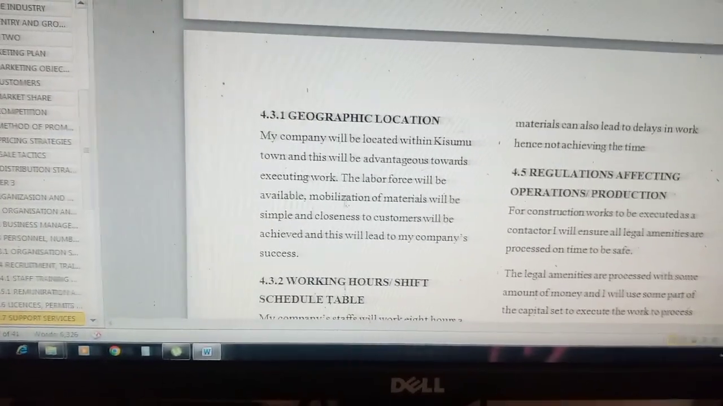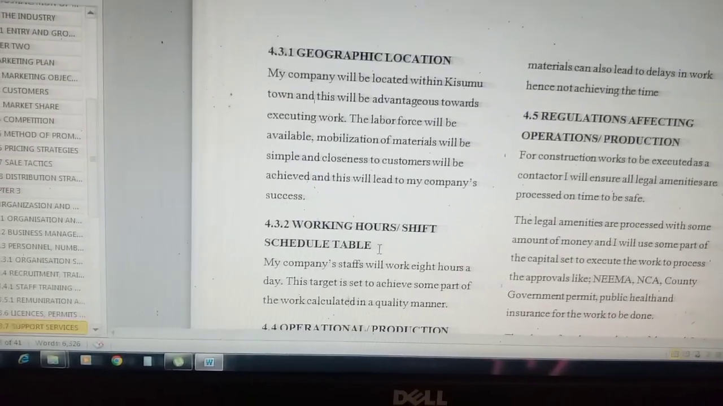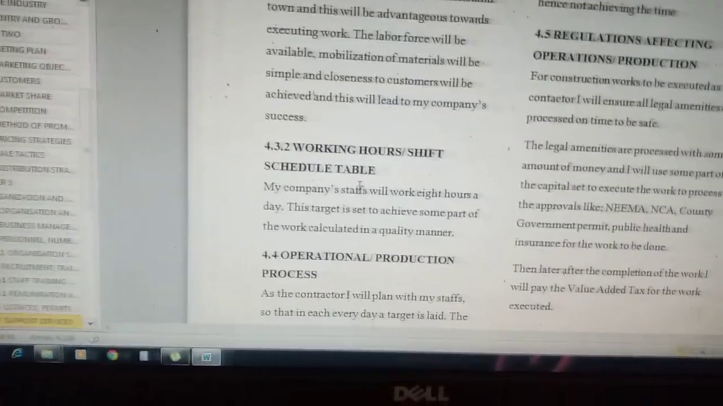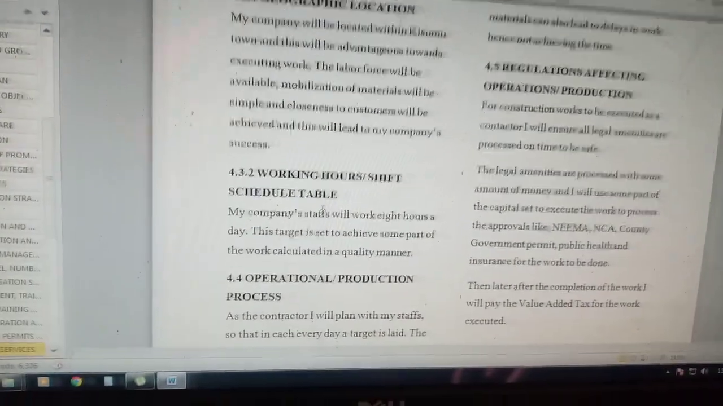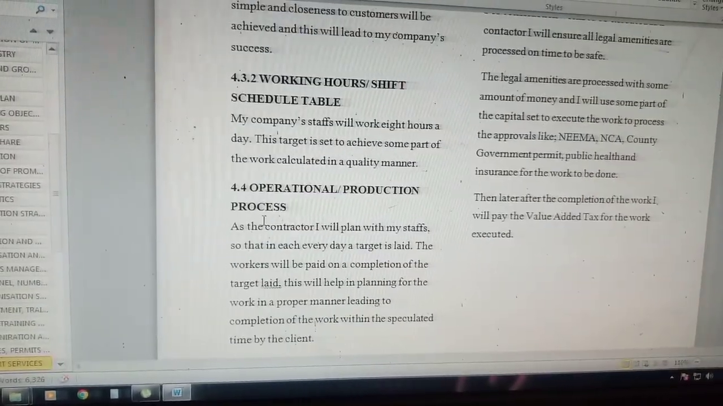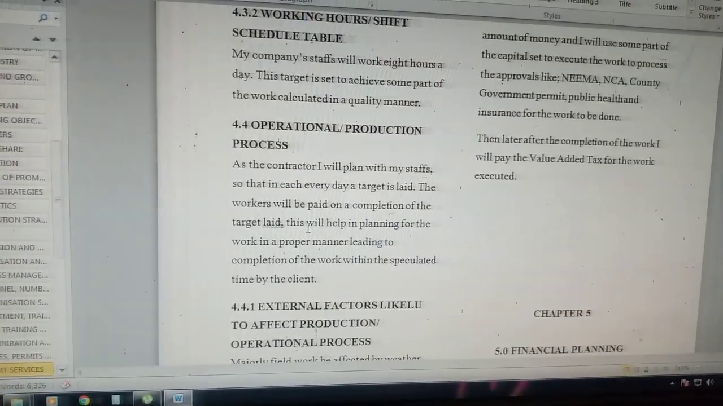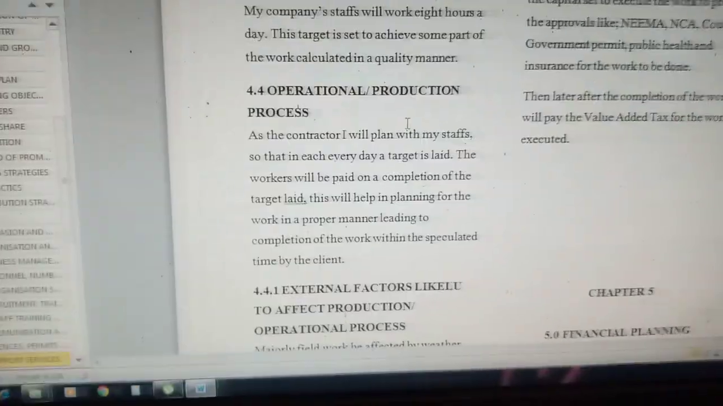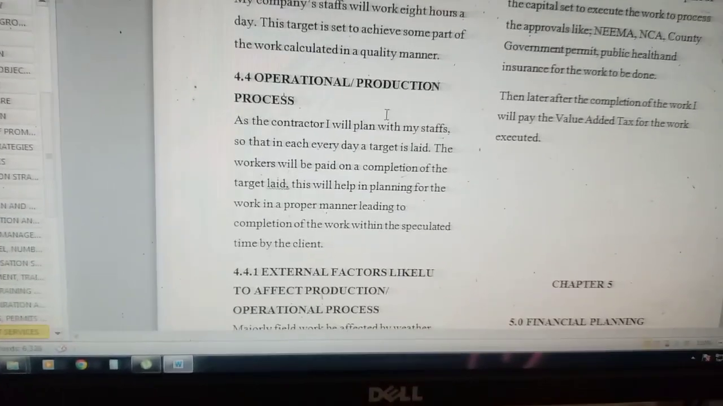Then after that, you come up with the working hours, shift schedule table. How your workers will work. Maybe your business is doing some works that may be done even at night. So how will you cooperate your workers to do their works effectively? You'll also list them there. The operational and production process. The processes that your business will follow so that they can deliver quality work to the community or to the place you are in.